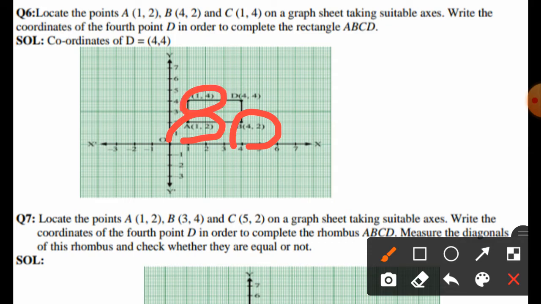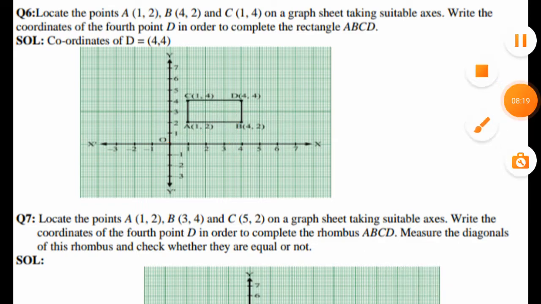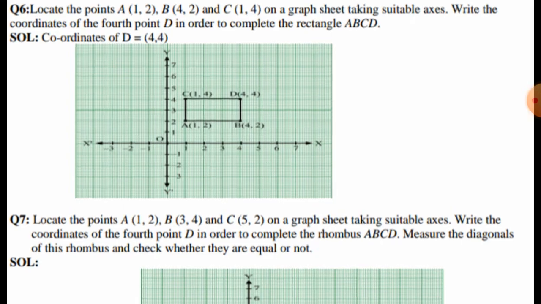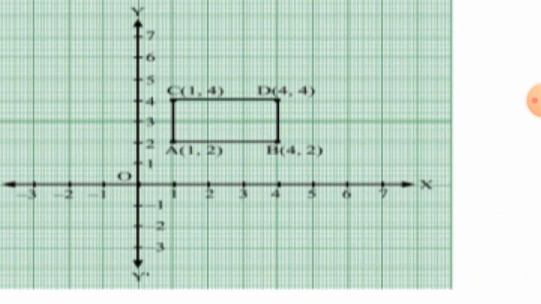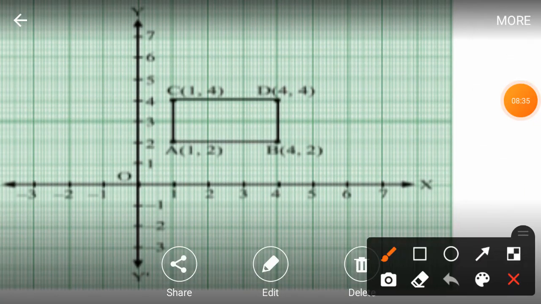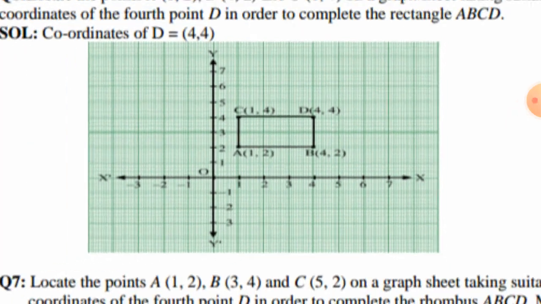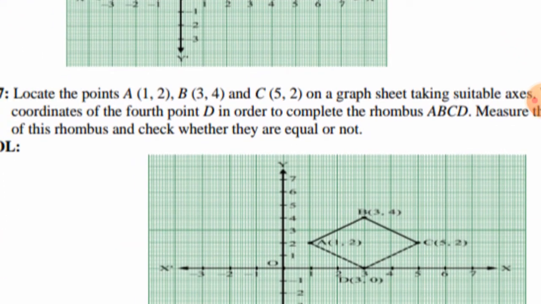Now after this when we join these points, by joining these points we can say that this is AC, then this is AB. Now when we join these 2 points, this point will be located at 4 and 4. So here we can say that this point will be 4 4. So point D will be 4 4. So this point we have to show. Now similarly question number 7.